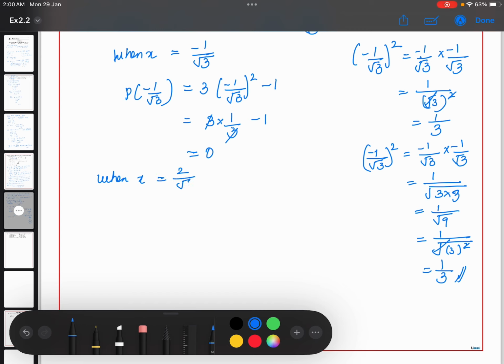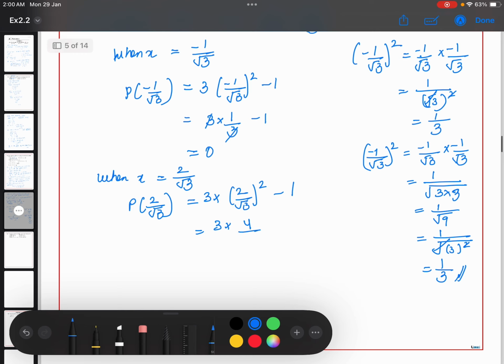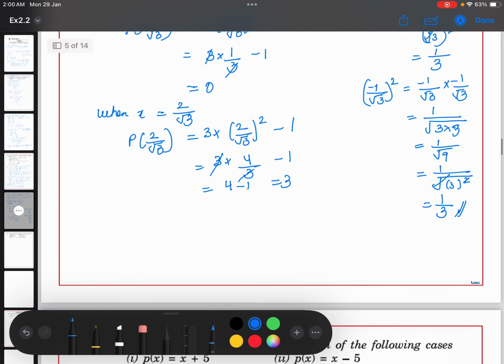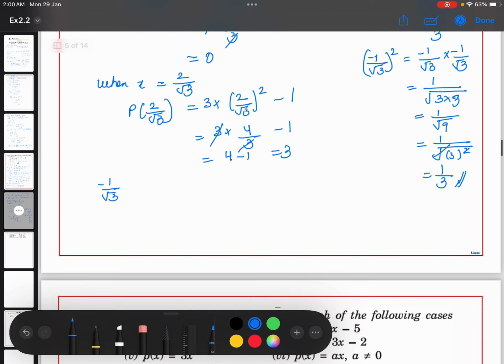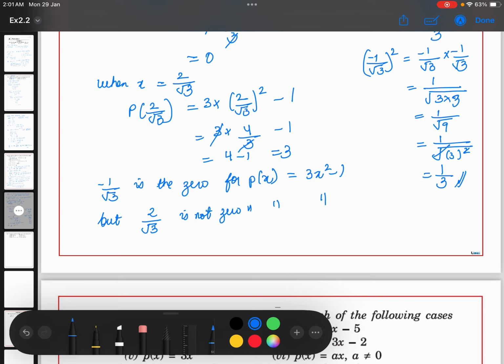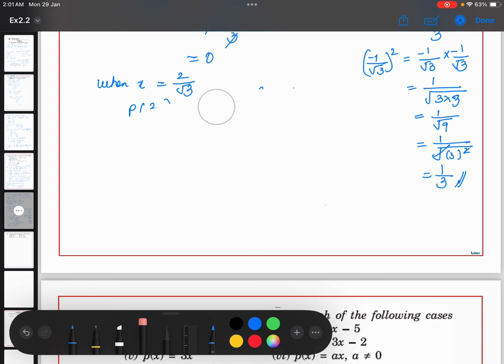So the next question is when x equal to 2 by root 3, okay? So p of 2 by root 3. So 3 into (2 by root 3) whole thing square minus 1. So 3 into 4 by 3 minus 1, cancelled. You'll be getting this as 4 minus 1, which is equal to 3. So the conclusion is -1 by root 3 is the zero for p of x equal to 3x square minus 1, but 2 by root 3 is not a zero for p of x equal to 3x square minus 1, okay?